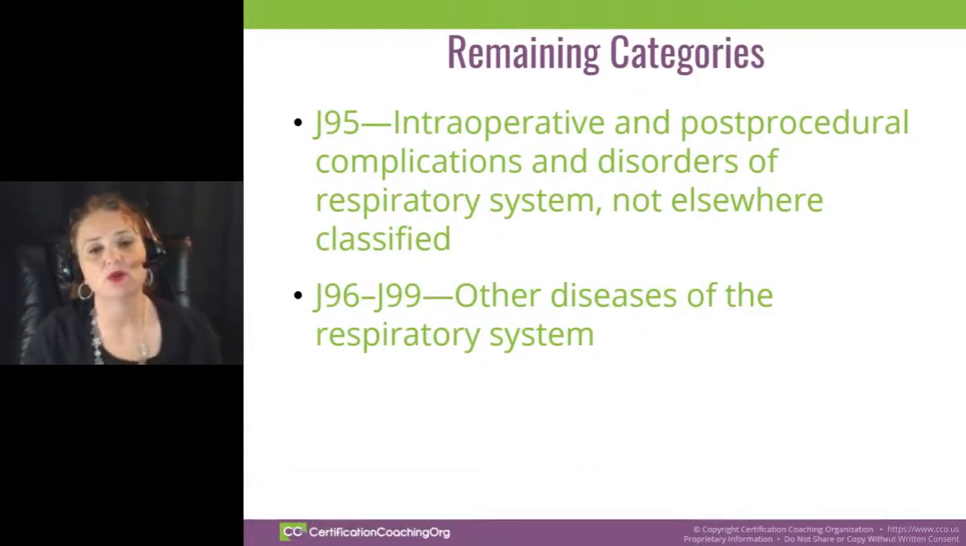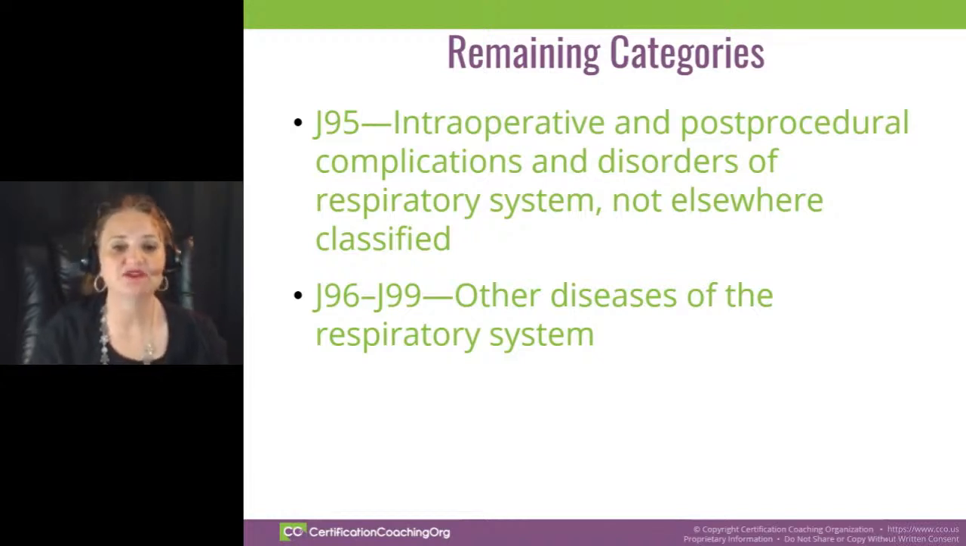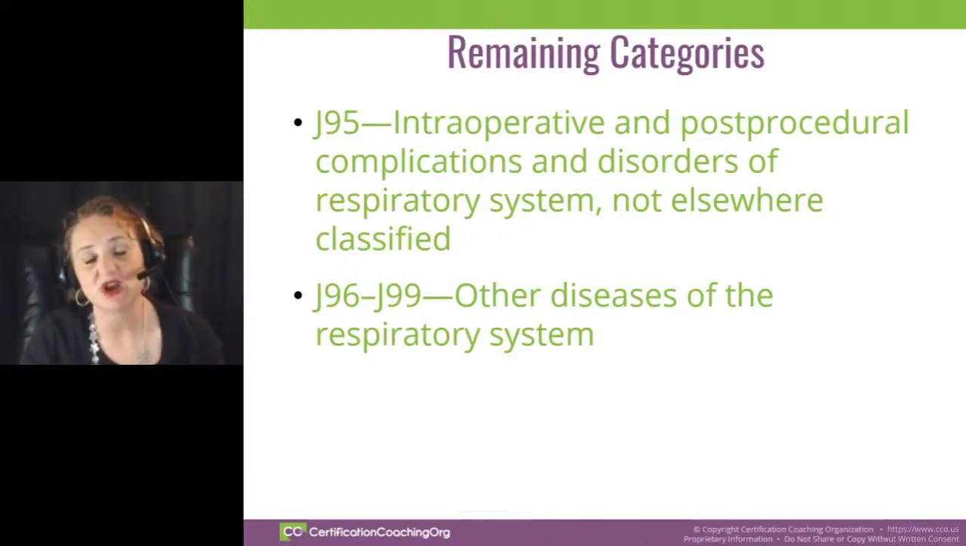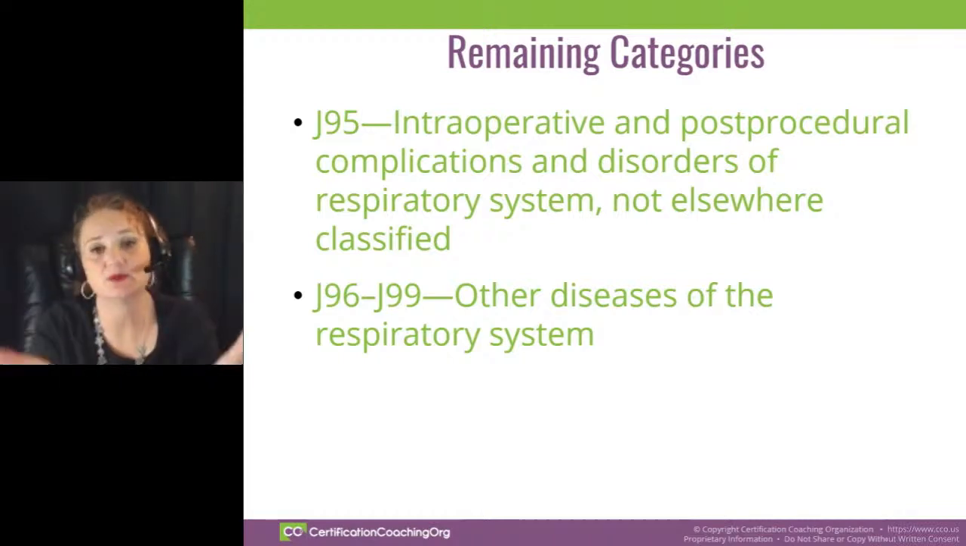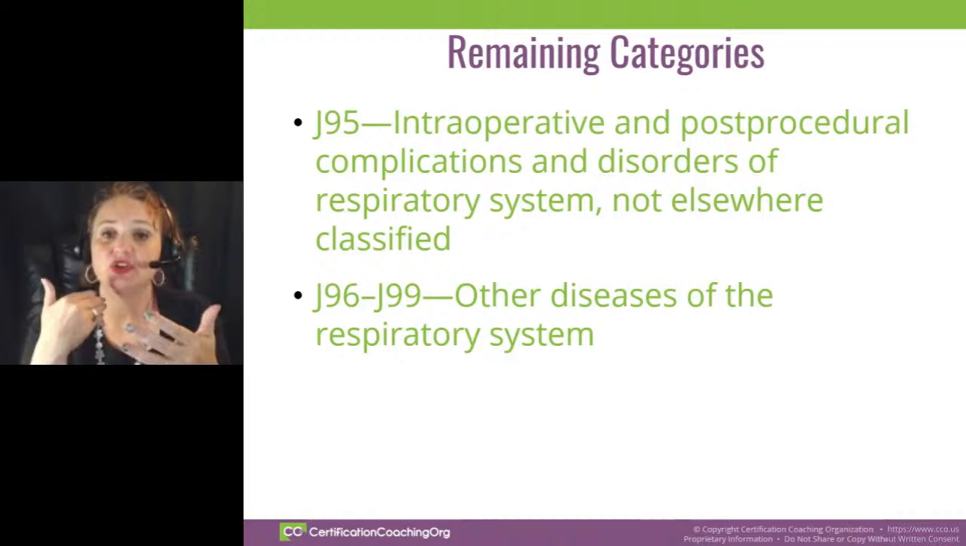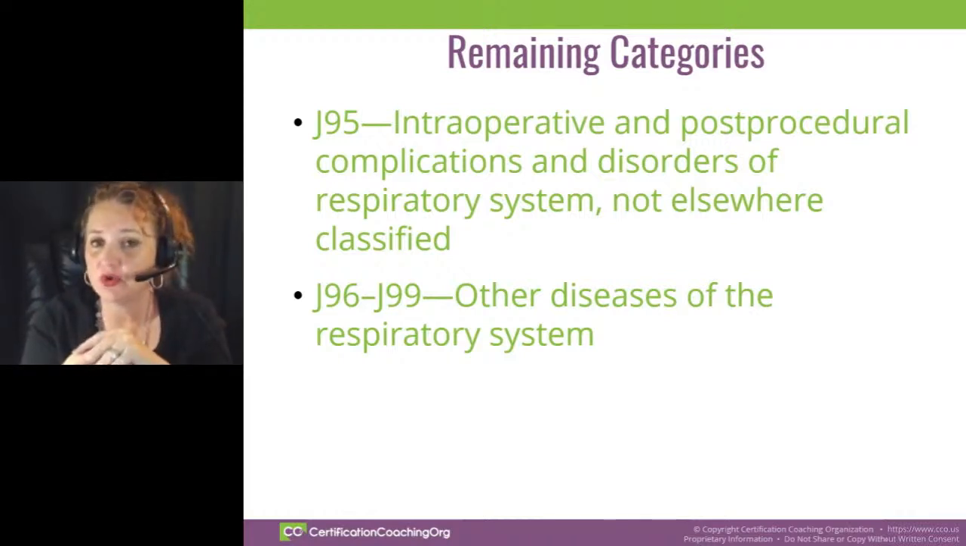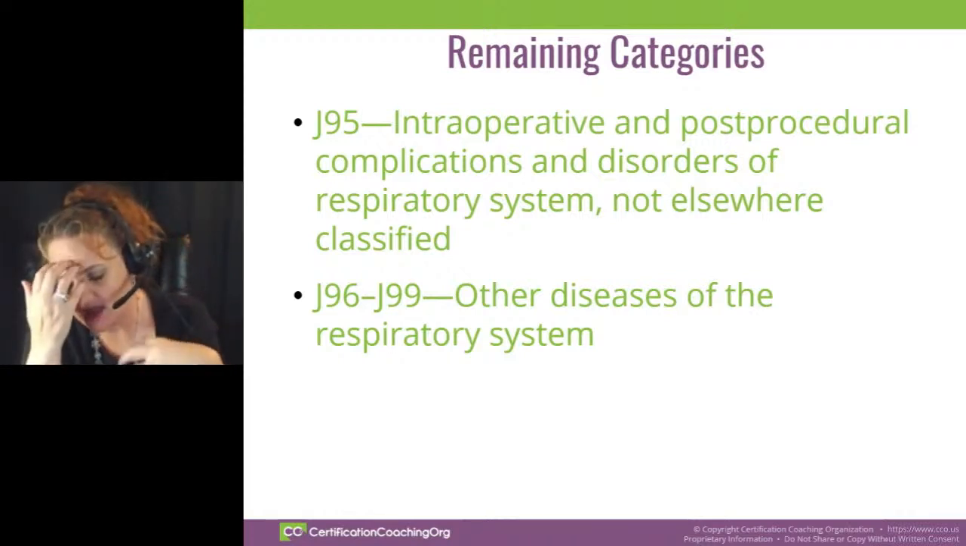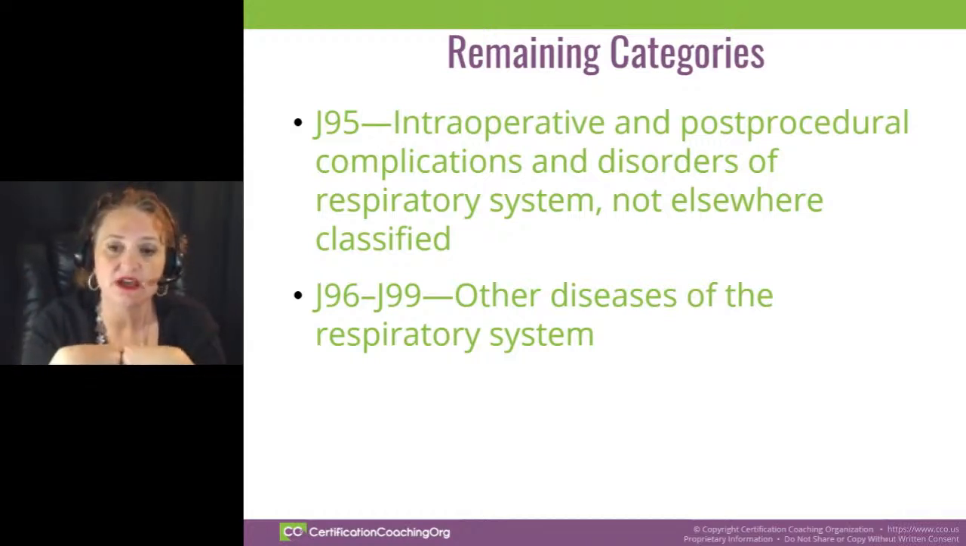The remaining categories are going to be J95, and then we have J96 through J99. So J95 are going to be those intraoperative and post-procedural complications that affect the respiratory system. You know, there's actually quite a few. You get in there, and it's not that you're doing something to the lungs themselves.